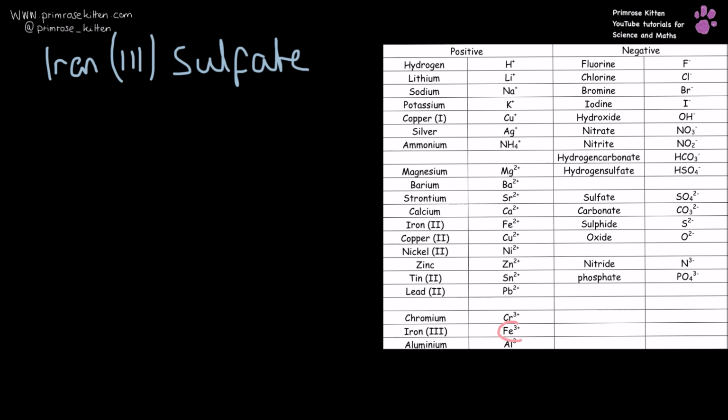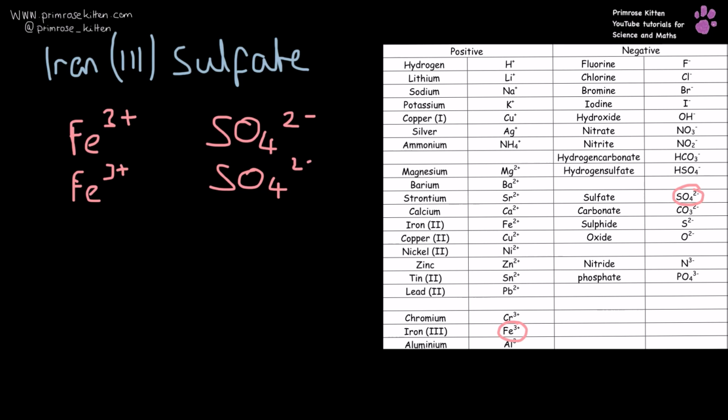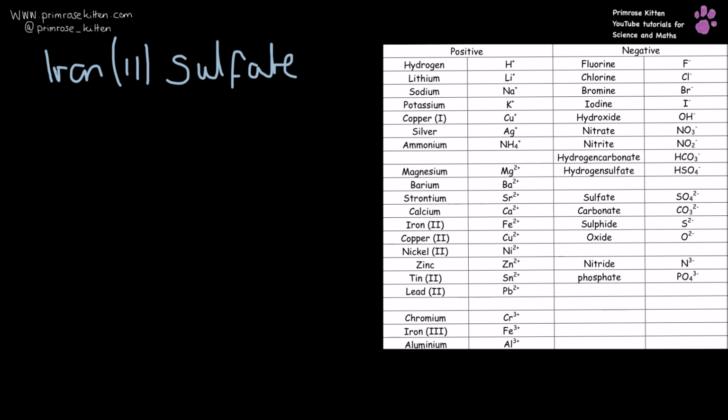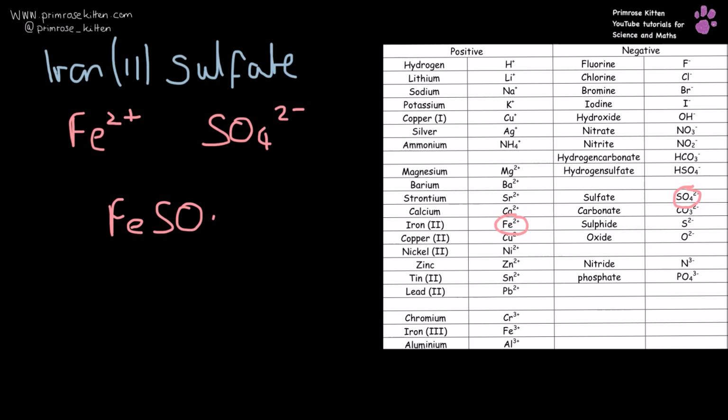Iron 3 sulfate. Iron 3 sulfate gives us Fe3+ SO4 2-. So like I said before, the easiest way to do this is to cross multiply, but if I just show you, we're going to have 6 positive charges and then 6 negative charges. So it's going to be Fe2(SO4)3. Iron 2 sulfate, Fe2+ SO4 2-, FeSO4.